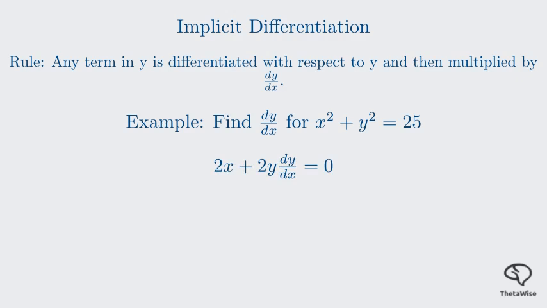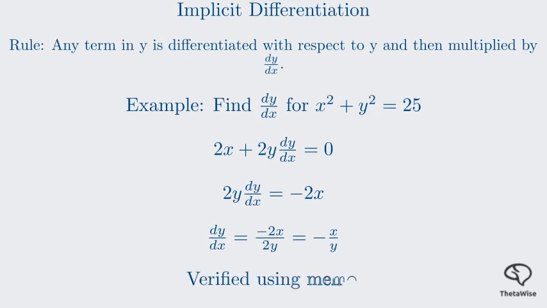Our goal is to find dy/dx, so now we just solve this algebraic equation for dy/dx. First, we subtract 2x from both sides. Then we divide both sides by 2y. The 2's cancel out, leaving us with dy/dx equals negative x over y. And that's it. Notice that the slope depends on both the x and y coordinates, which makes sense for a curve like a circle. Verified using memo.